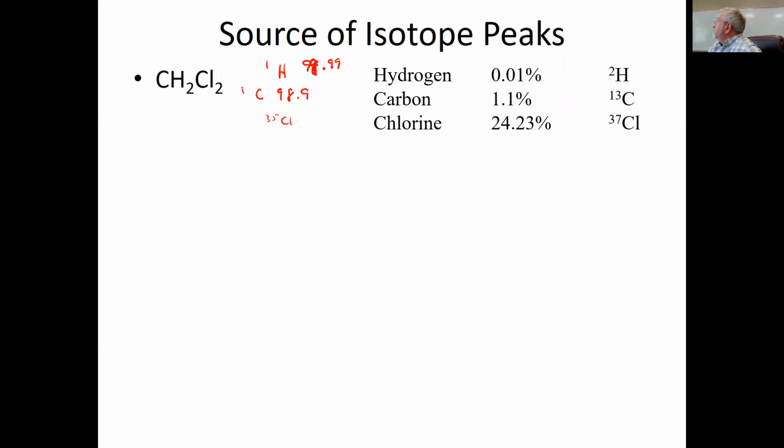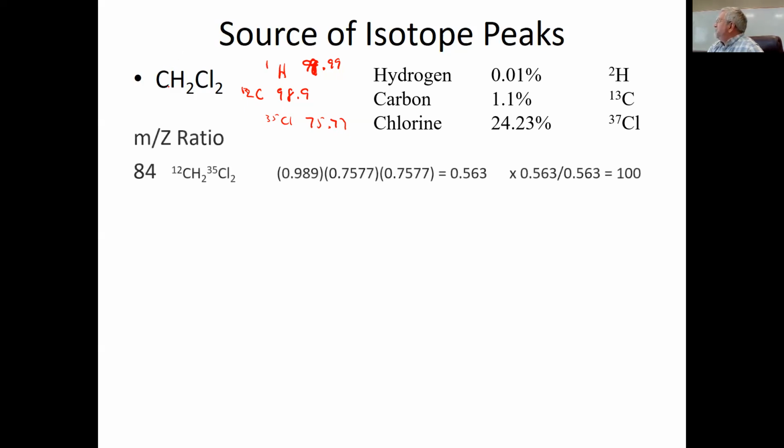This is carbon 13 or carbon 12. This is going to be what, 75.77, right? So how do we calculate probability? What's the probability that you have carbon 12 and only chlorine 35? This would be the smallest mass of 84. So that'd be 12 plus 2 plus 70 would be 84. Right?